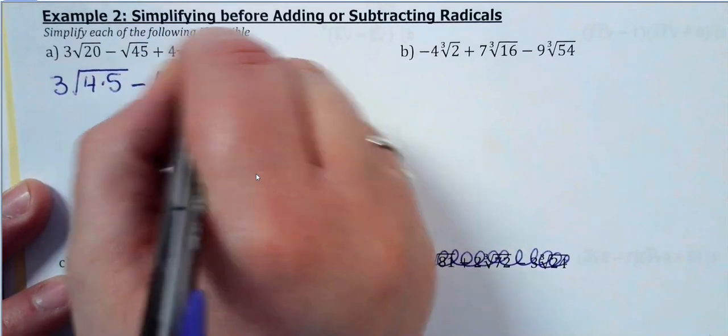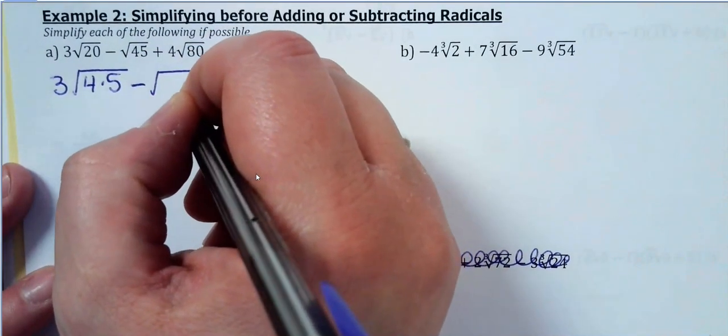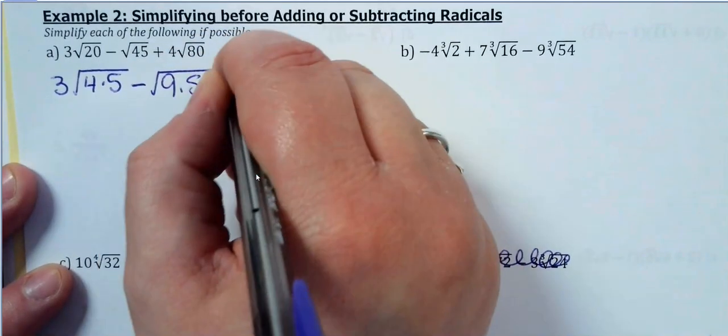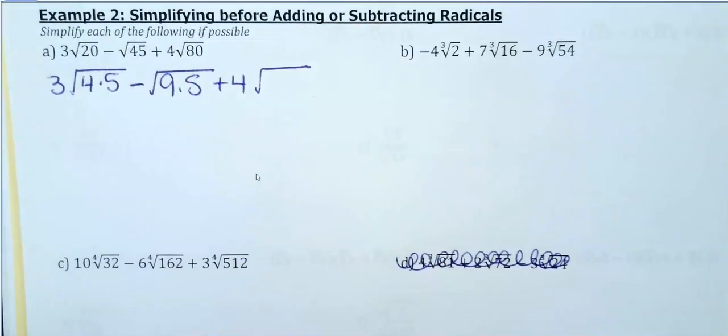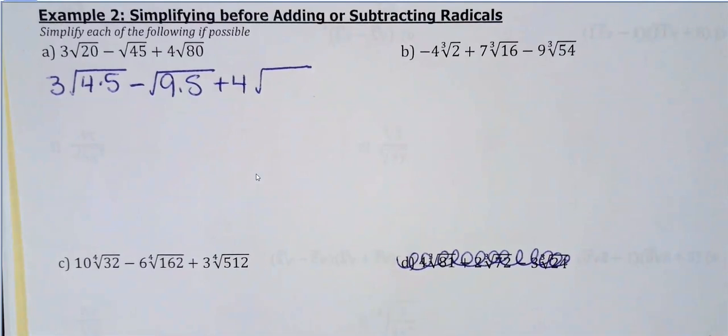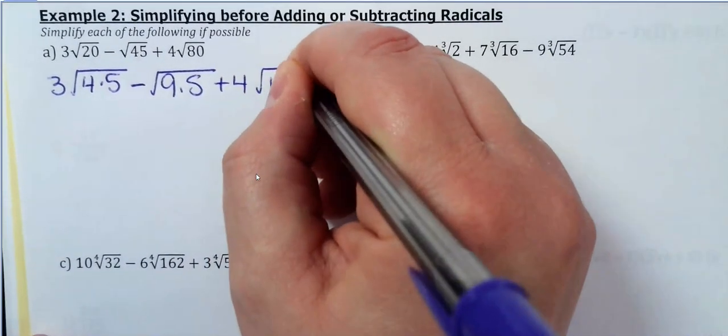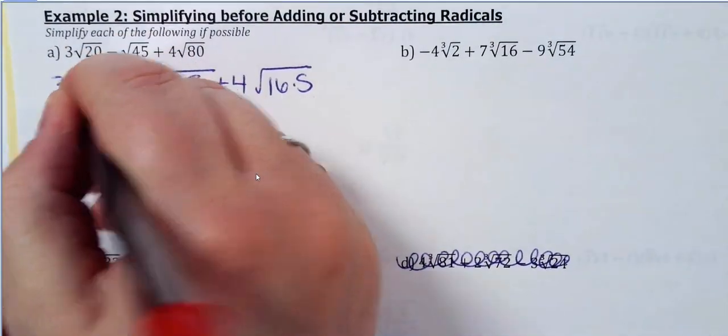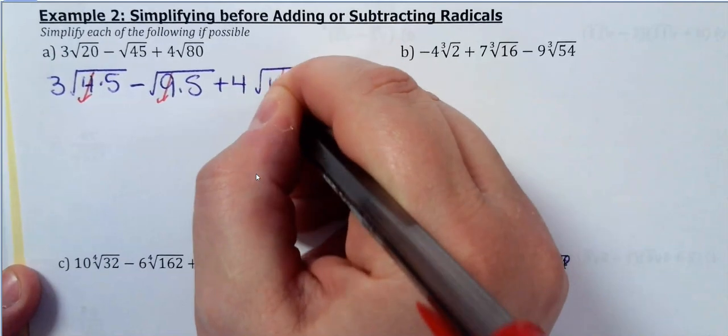And 45, anybody know the biggest perfect square that goes into 45? 9. And then the last one, this one's tricky. Anybody know the biggest perfect square that'll go into 80? Yes. 16 times 5. Okay, now if something's already out in front, any perfect square that you can remove, you're just going to multiply it if something's already out in front.